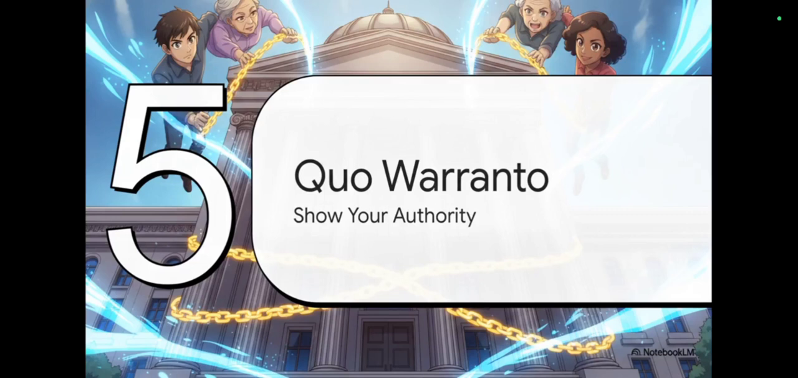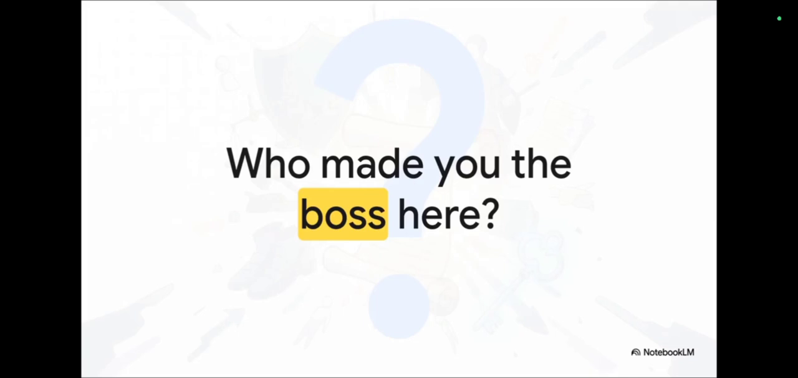Section 5. Quo warranto. Show your authority. This brings us to the final row of our textbook table. Imagine some random person shows up at City Hall, sits right in the mayor's chair, and starts barking orders, even though they were never actually elected. You'd probably want to look at them and ask, who made you the boss here? Or, ¿Quién te hizo el jefe aquí?